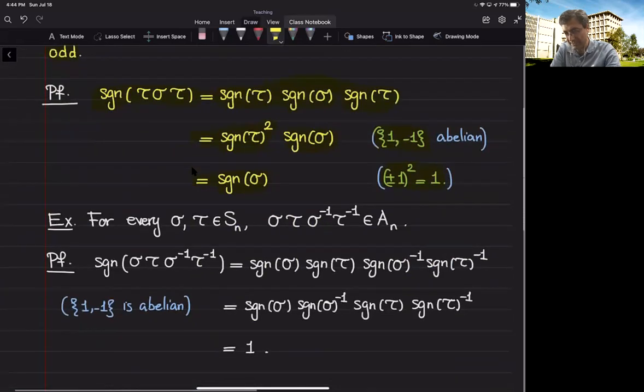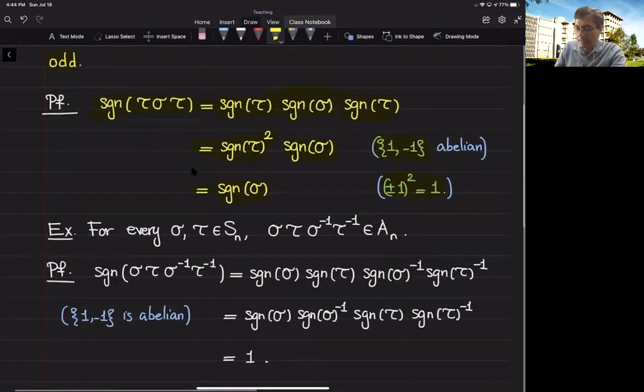Okay, now let's look at the next example. If I give you two permutations, then this tells me how much they do not commute. If they do commute, then this product is 1. If they do not commute, I get some permutation. And the claim is that no matter what sigma and tau are, this permutation is an even permutation. It is going to be in the alternating group.